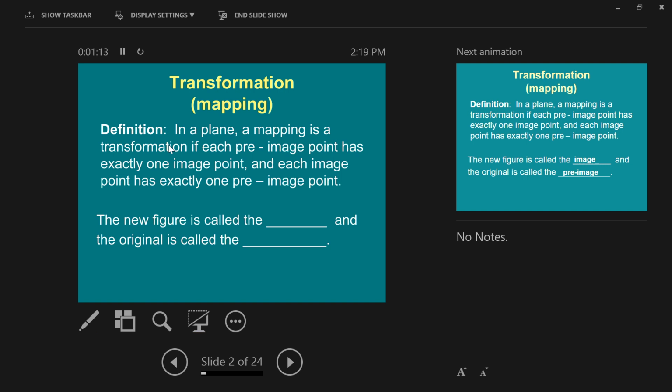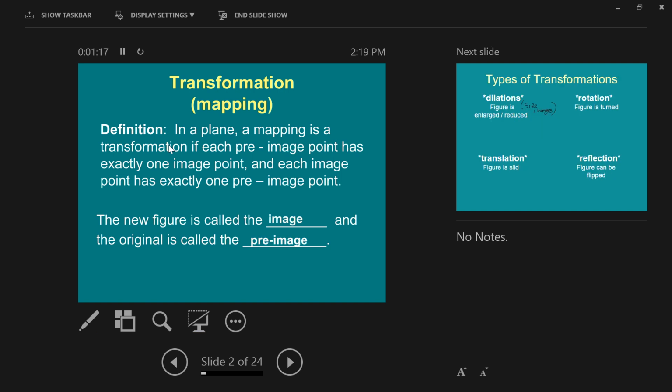In your figure, the new figure is your image, while the original one, the one they gave you, is going to be your pre-image. Okay? Or your original is like the A and B, and your image is going to be your A prime, B prime, the new thing that you make. All right?